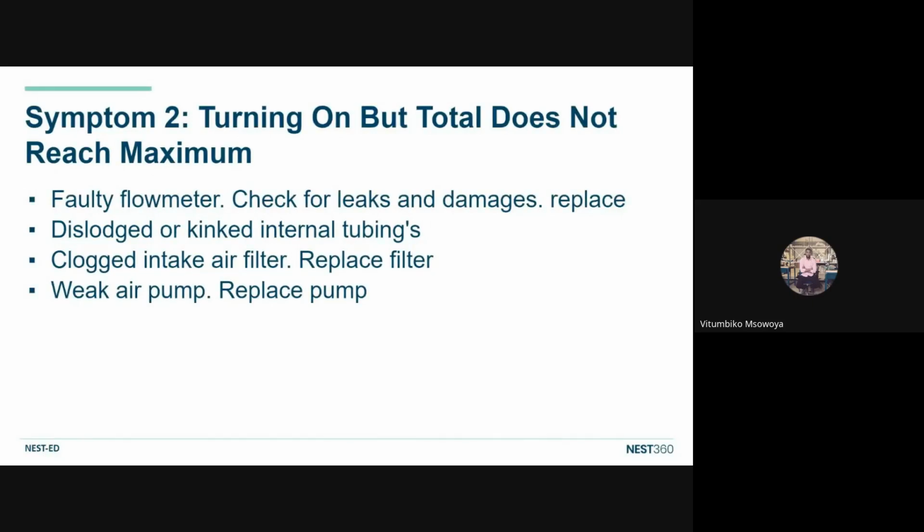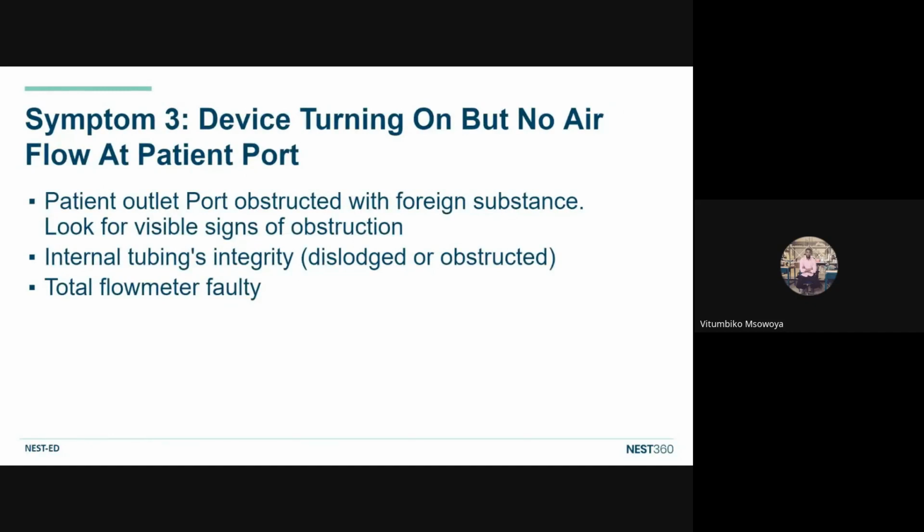So we have another symptom. Normally, we can have a situation whereby the machine is turning on, but there is no air flow at the patient port. This is very common. Normally, the patient outlet port is obstructed with foreign substances. Looking for visible signs can be one of the first line remedies. Internal tubings might be obstructed or dislodged. Check the total flow meter, which might also be at 40, because of over adjustment of the control knob sometimes.